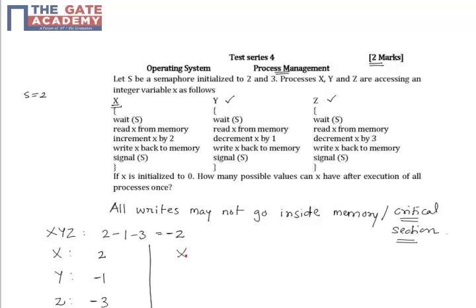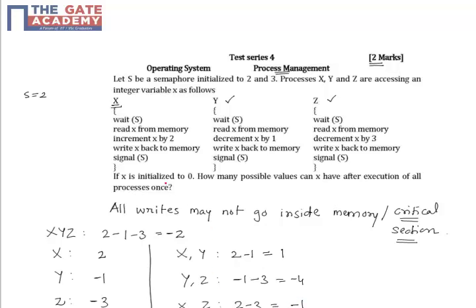Similarly, let's assume that only the writes of 2 processes go into the memory. So it may be XY, it may be YZ, or it may be XZ. If the writes of X and Y go into the memory, the value of X will be 2 minus 1 equals 1. In case of YZ, it will be -1 minus 3 equals -4. In case of XZ, it will be 2 minus 3 equals -1.